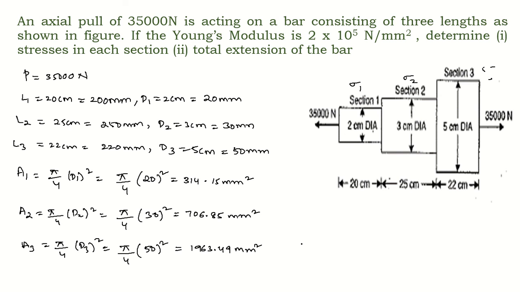Now let's start off with the first part of the question, which is stresses in each section. So I'm giving the heading stresses in each section. We need to calculate the values of sigma 1, sigma 2, sigma 3. The concept is very simple. We have the formula for sigma as P by A. Just now we have seen stress is load by area.